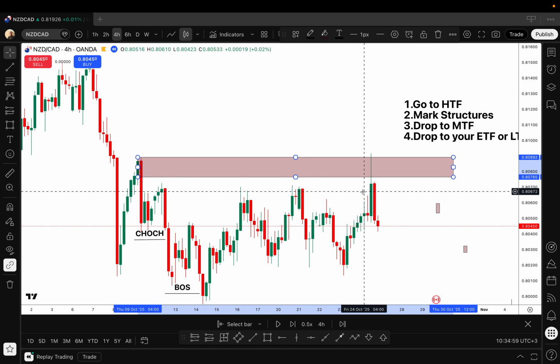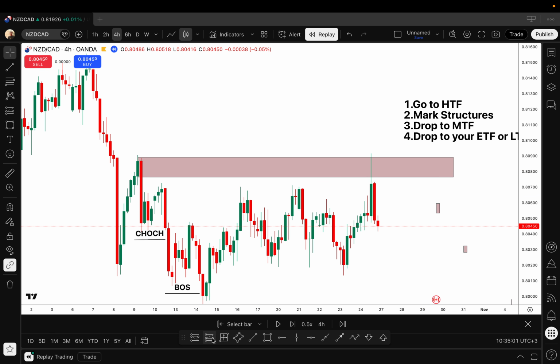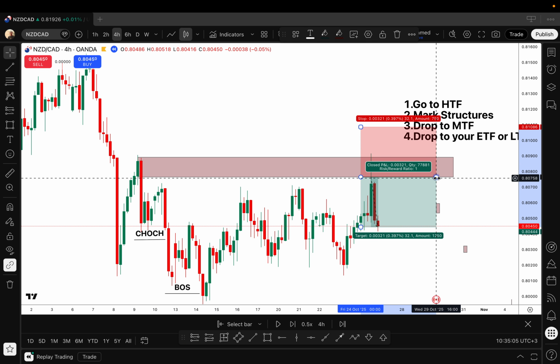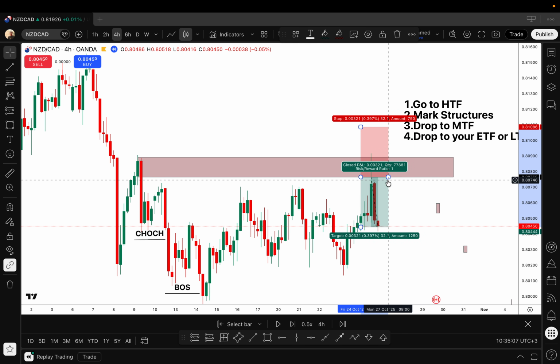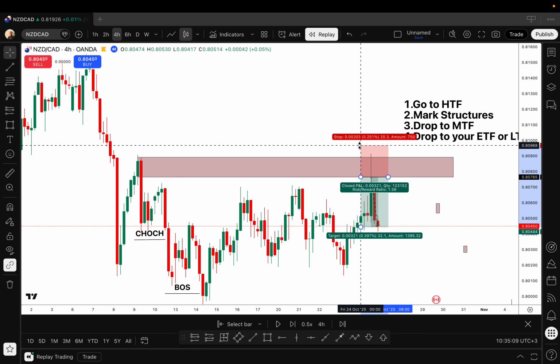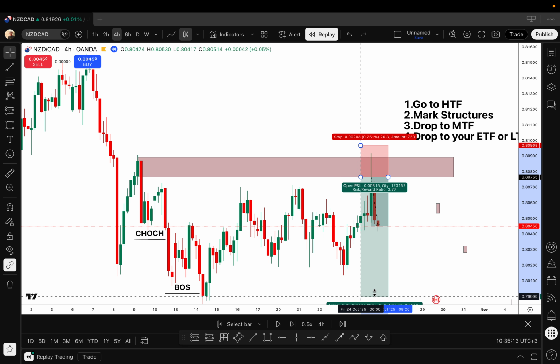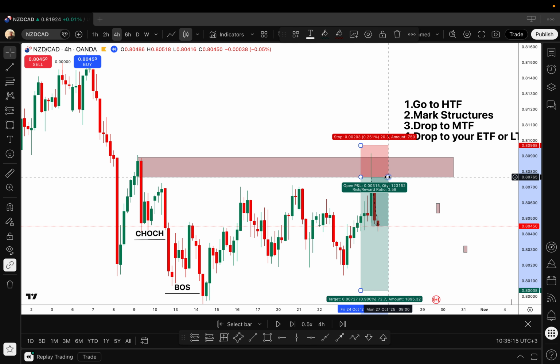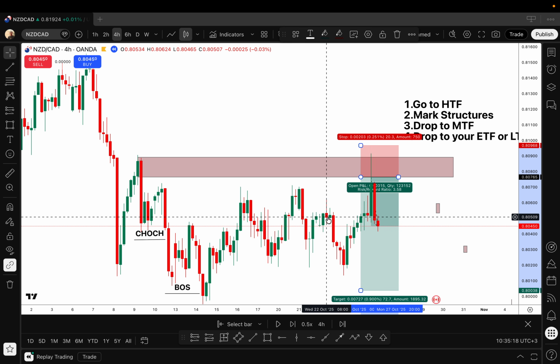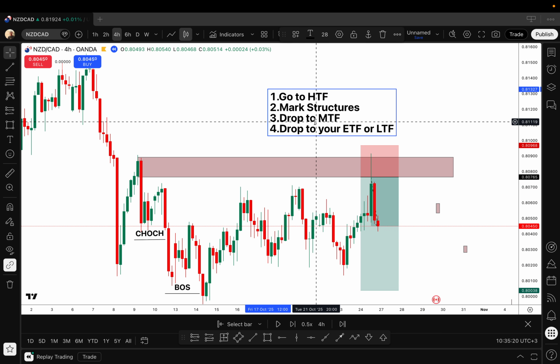So by now, I should be in this trade on the 4-hour time frame. Before I even drop down to the lower time frame, I should be in this trade around 20 pips, and then I'm targeting the downside. I'll tell you why I should be in this trade by now, but you know the way I trade, I should be in this trade by now.